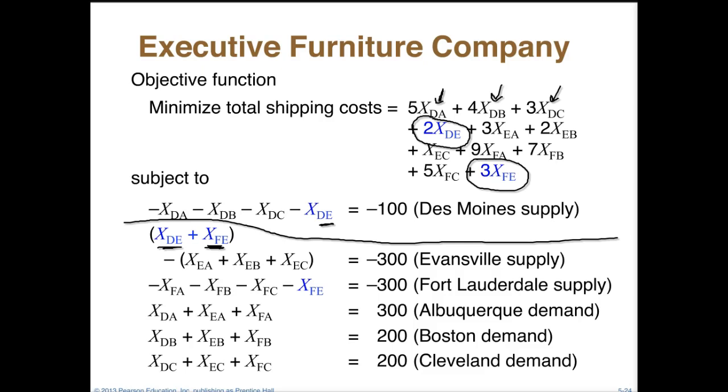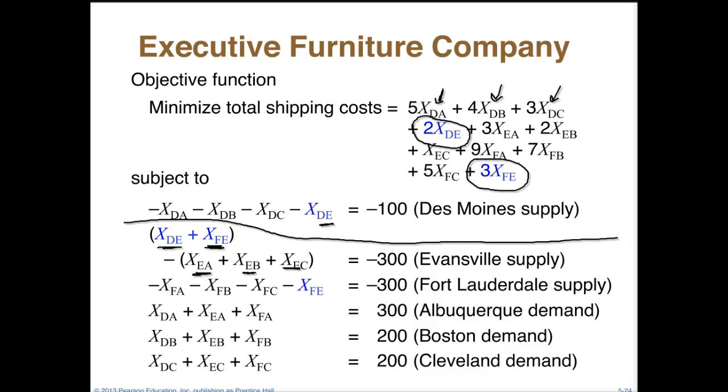So now that we're using Evansville as a transshipment node, we have to account for the product that's coming from Des Moines and Fort Lauderdale, in addition to what's going to be coming out of Evansville itself. So this is all the product that's going to be made in Des Moines and Fort Lauderdale, and here is still what we are making in Evansville, but shipping out to all the 3 destination places.